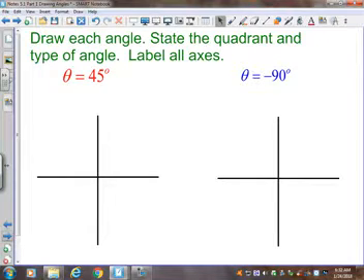So the directions say draw each angle, state the quadrant, the type of angle, and label all the axes. So that's a lot of information, and we'll be giving you points for doing each piece. Let's go through very quickly an example of what all these directions are telling you to do. Well, I guess we need to learn where angles are on a coordinate plane.